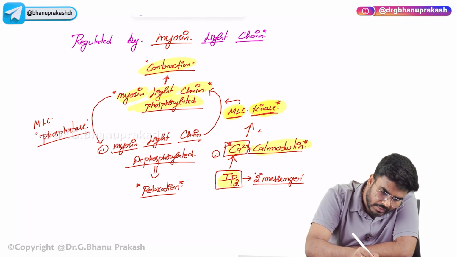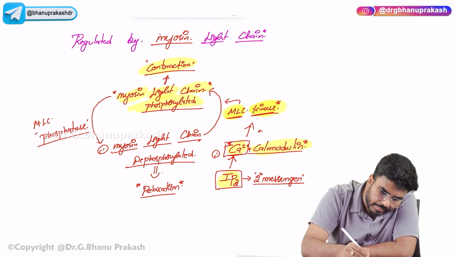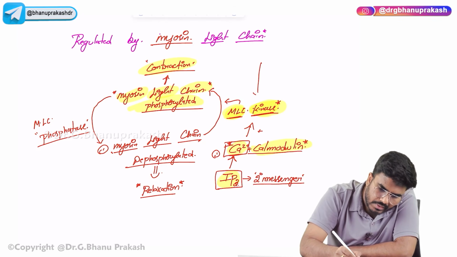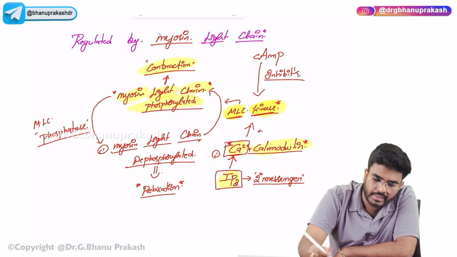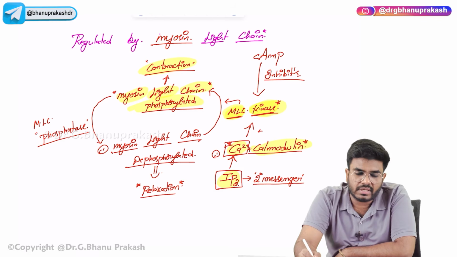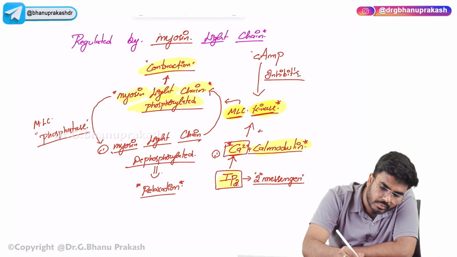Let me write here itself. It's the cAMP. Okay. So, cyclic AMP inhibits myosin light chain kinase. So, cyclic AMP is the one which helps in the relaxation of the smooth muscles. Okay, relaxation of the smooth muscles.